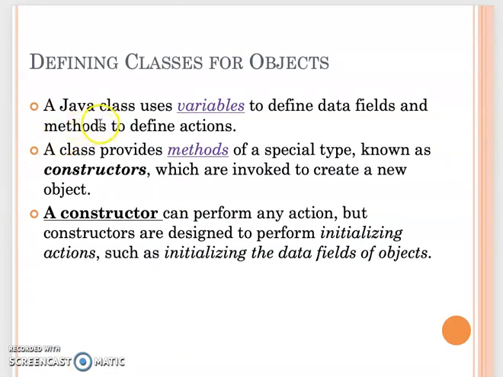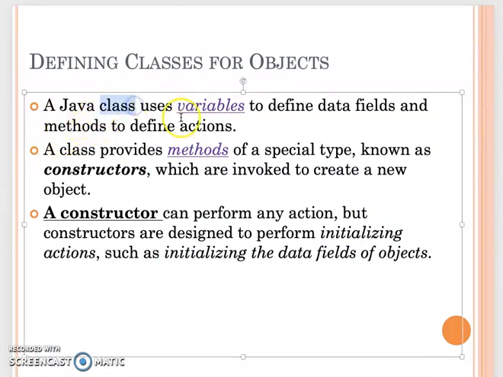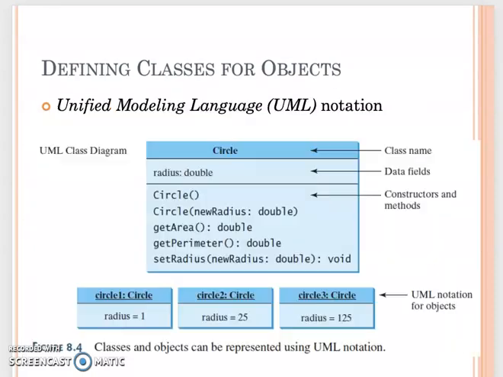In C++ or Java, when we create a class, we always use variables to define the data fields. Then to describe the action or behavior of a class, we write a method. Here we have a special method called the constructor method. This constructor method can perform any action, but the most important thing is to initialize the data fields in the object. In the next example, we'll see how to define our first class, called Circle.